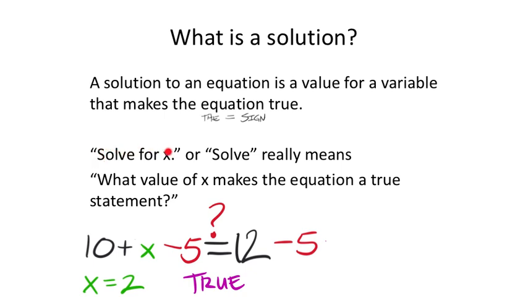On the assignment, it's going to say something like solve for x, or it'll just say solve. And if it does, it's really saying what value of x will make this equal sign a true statement. Usually you start out with something like x plus 5 equals 100. But if it says solve for x, it's really saying please find the value of x that makes this true, because there's 1,000,000 values that make it false.